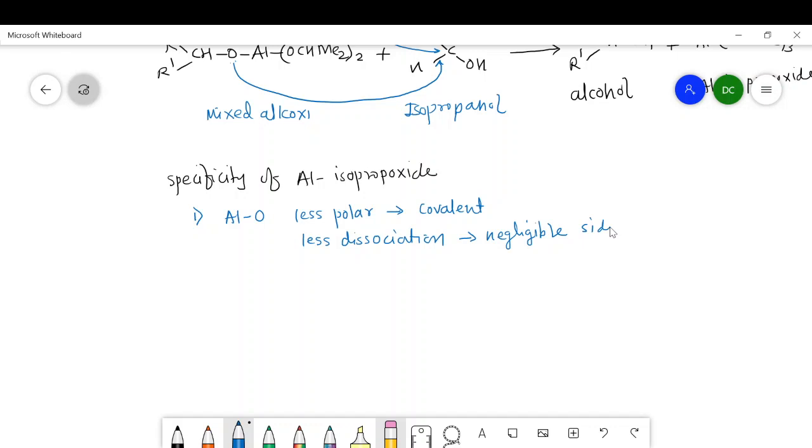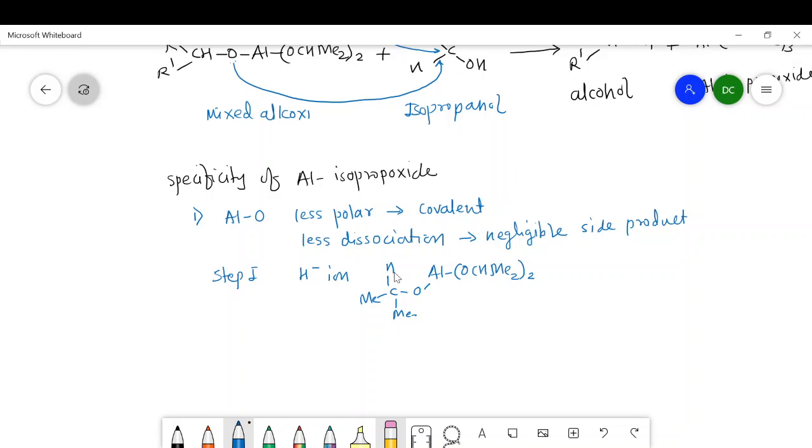Because in the first step we have studied there is a transfer of hydride ion. Which ion? Hydride ion. Suppose this is the structure of aluminum isopropoxide. Once again, I will write here, and here I will write O, then C, H, and Me and Me. So this is how the aluminum isopropoxide looks like. In the first step, this hydride ion is transferred from this carbon to the carbonyl compound.